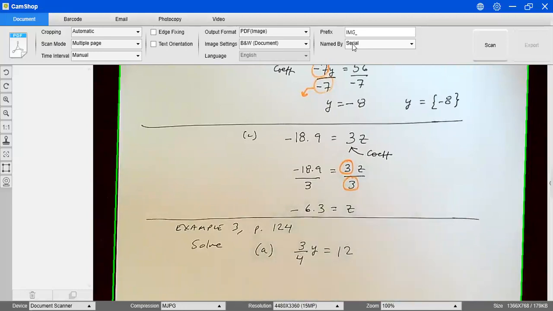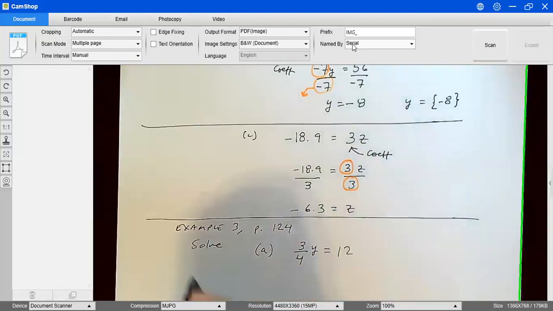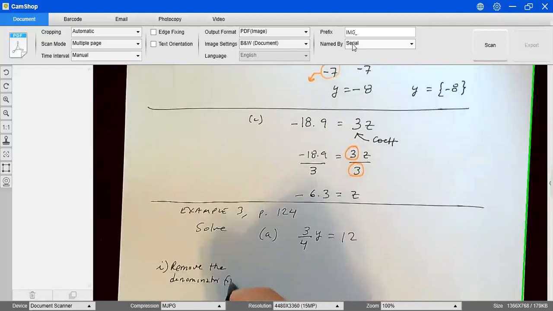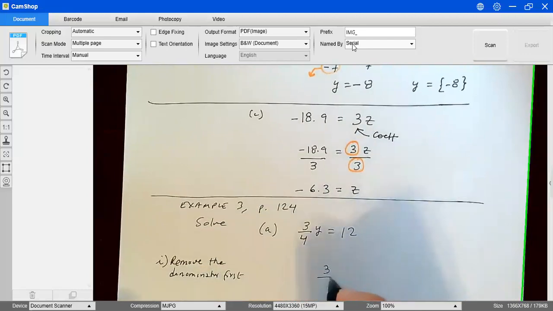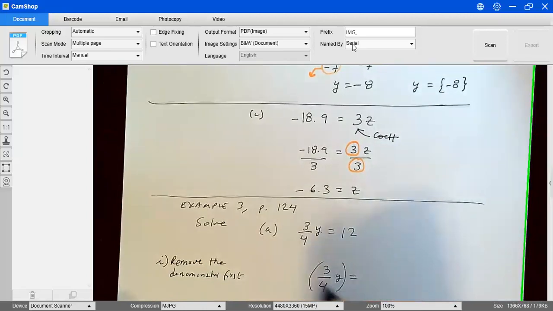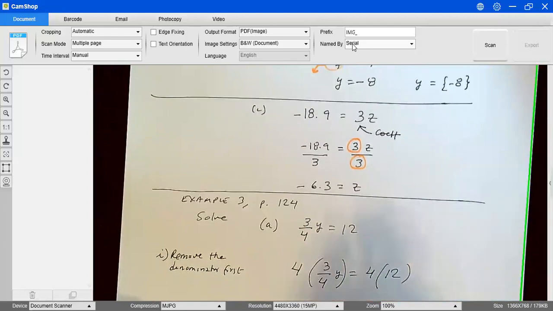So in this case, it's better if you split the process into two parts. First, focus on the denominator, because, as I said before, if you have denominators, that's your first step: remove the denominator. How do you remove the denominator? We're going to remove it by multiplying both the left and the right-hand side by that denominator. The denominator is 4, so I need to multiply by 4 on both sides.